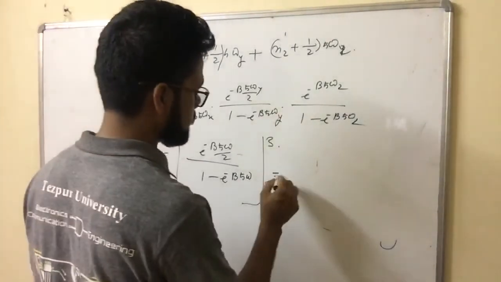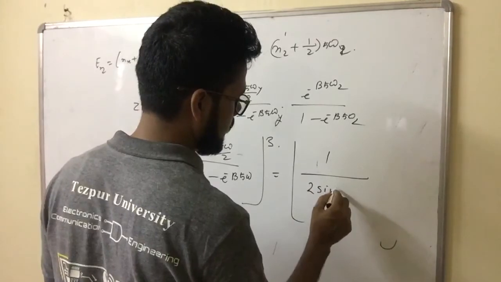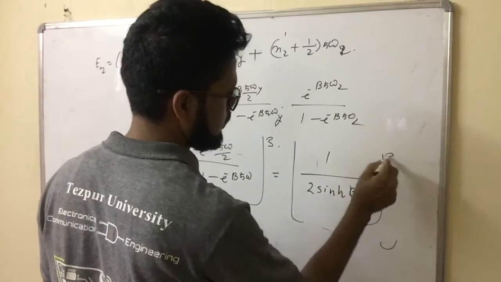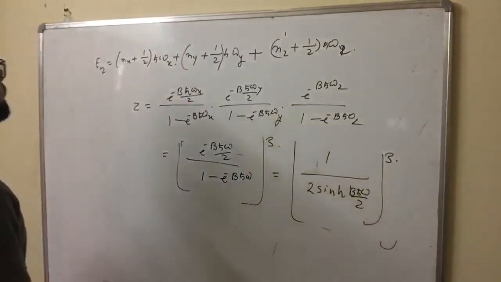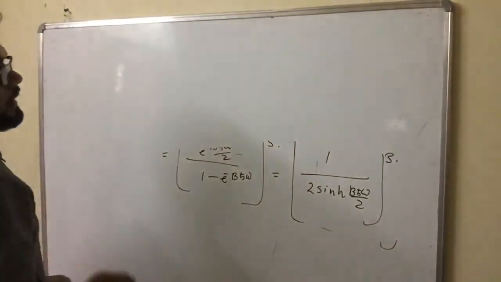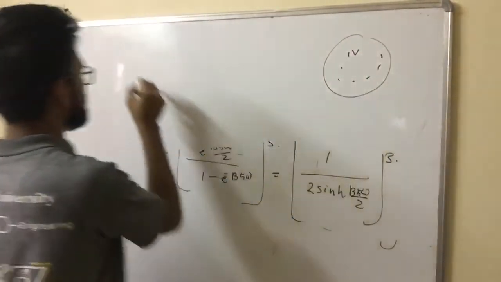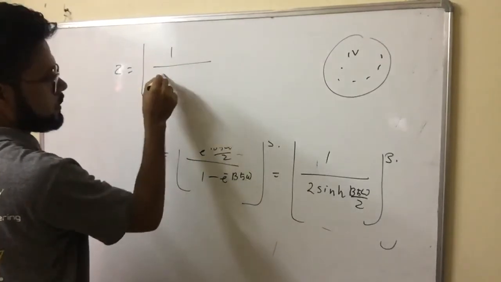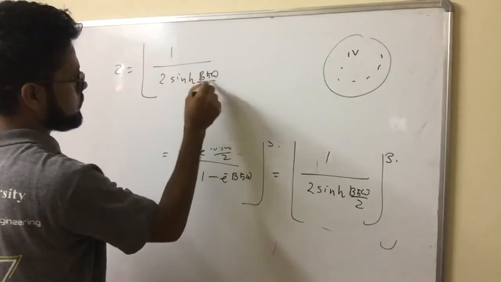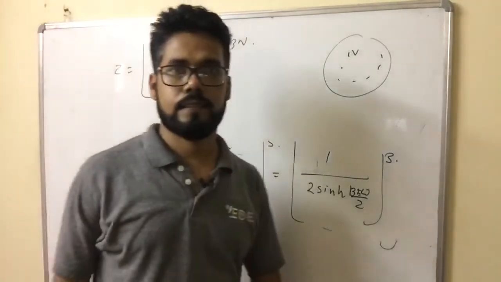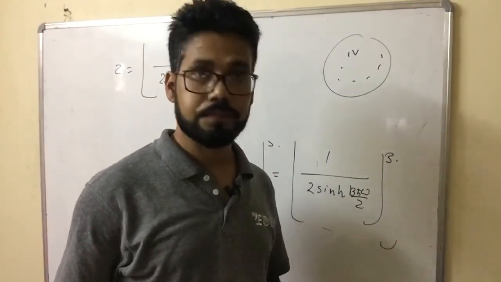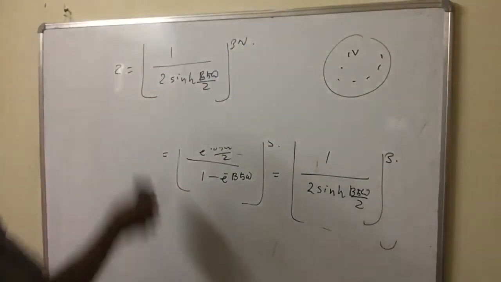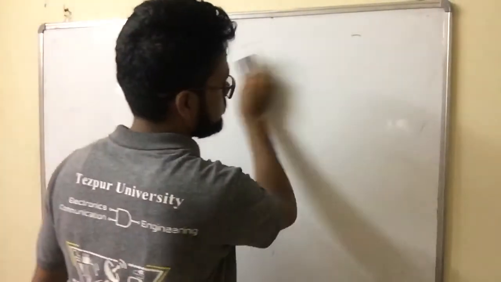And you can convert it to 1 by 2 sinh of beta hbar omega by 2, to the power 3. If there are N atoms, then for the total harmonic oscillator it will be 1 by 2 sinh of beta hbar omega by 2, to the power 3N. The special case I will discuss later.